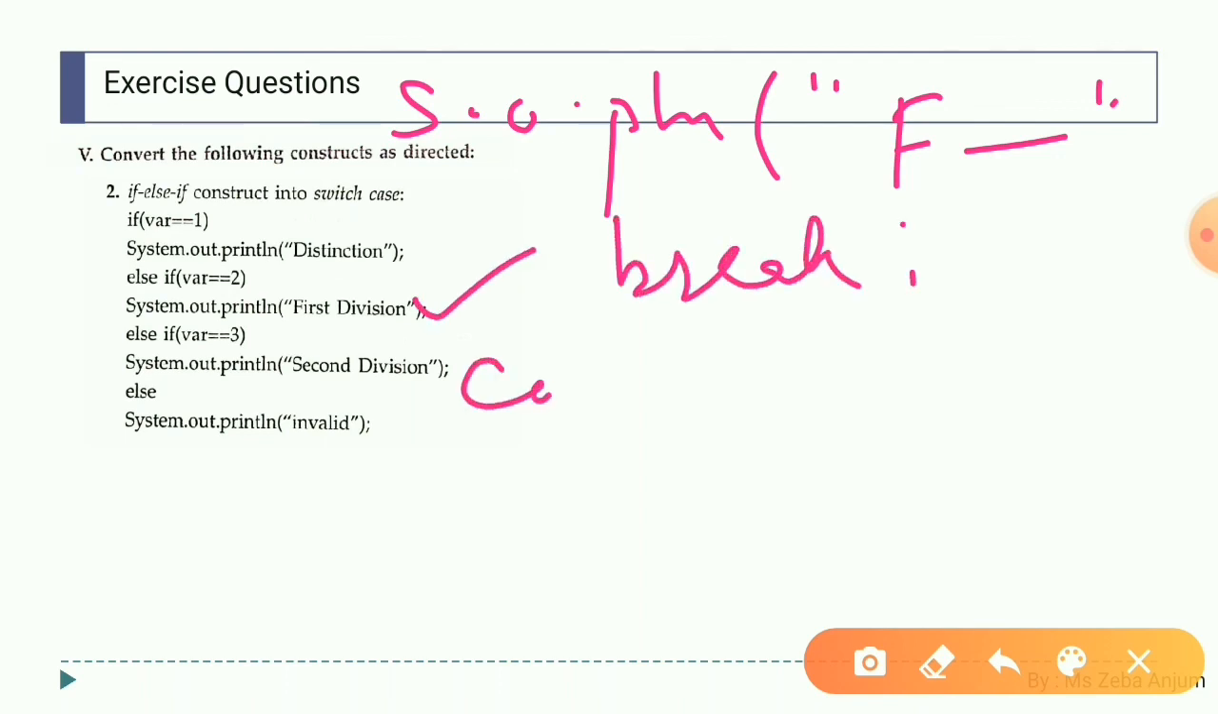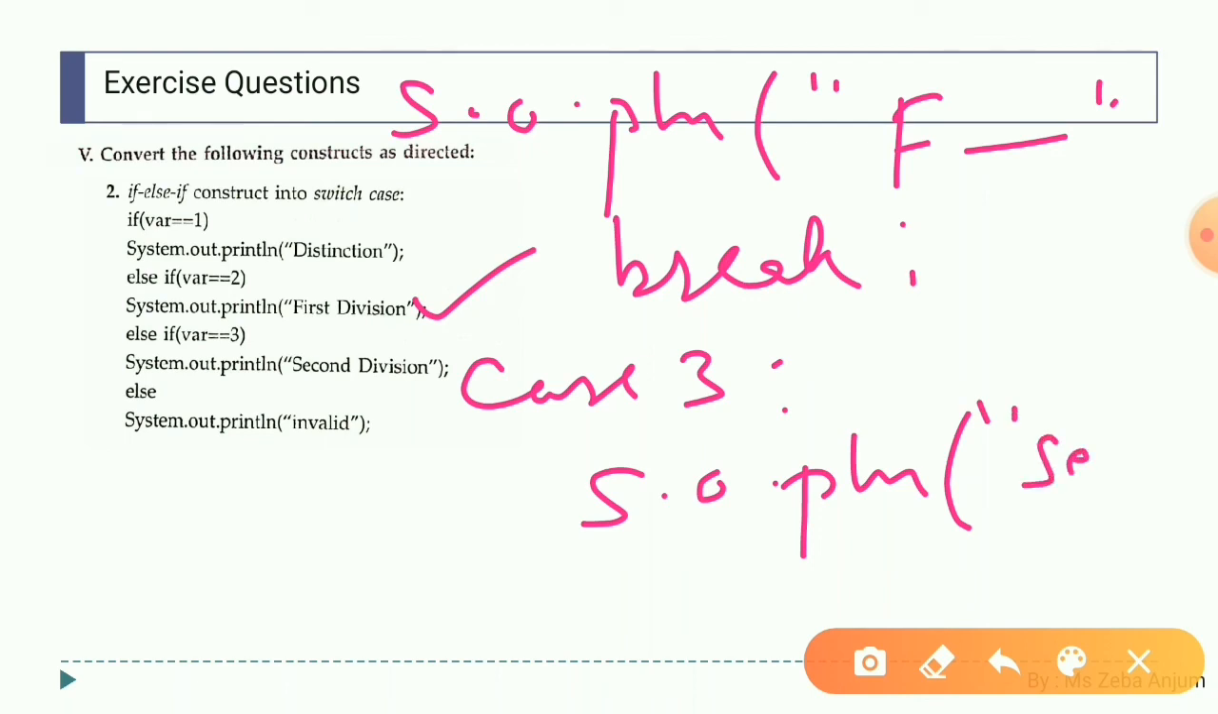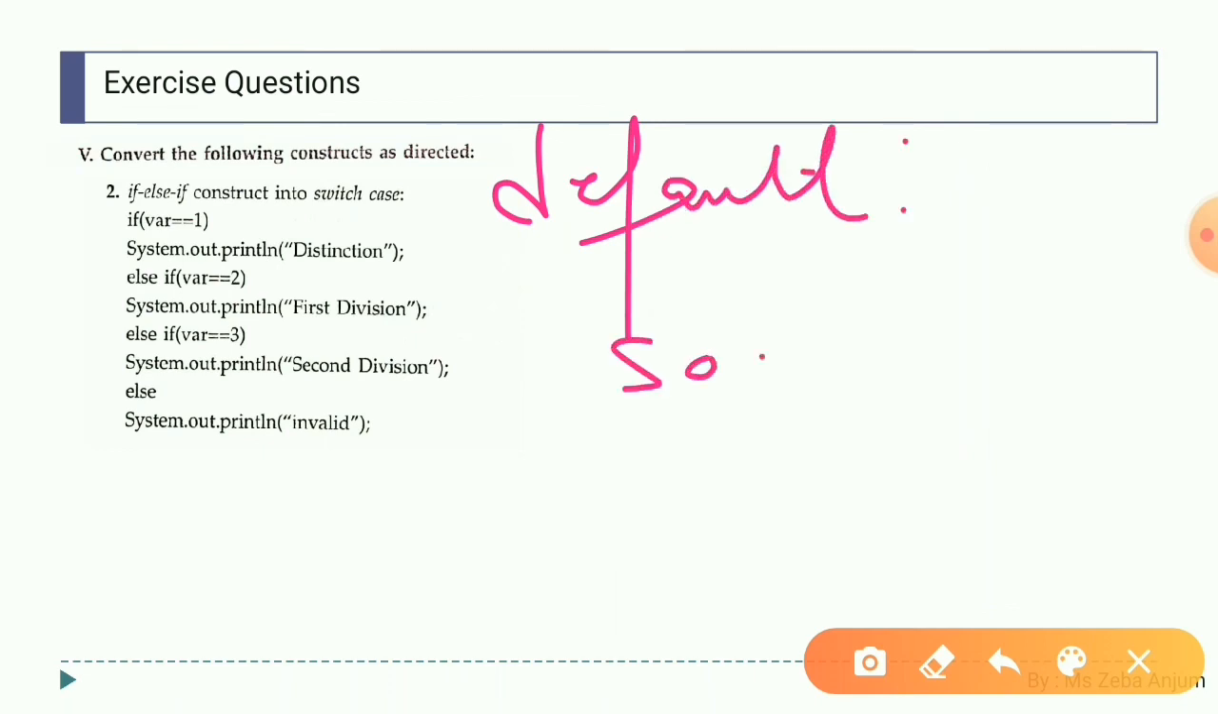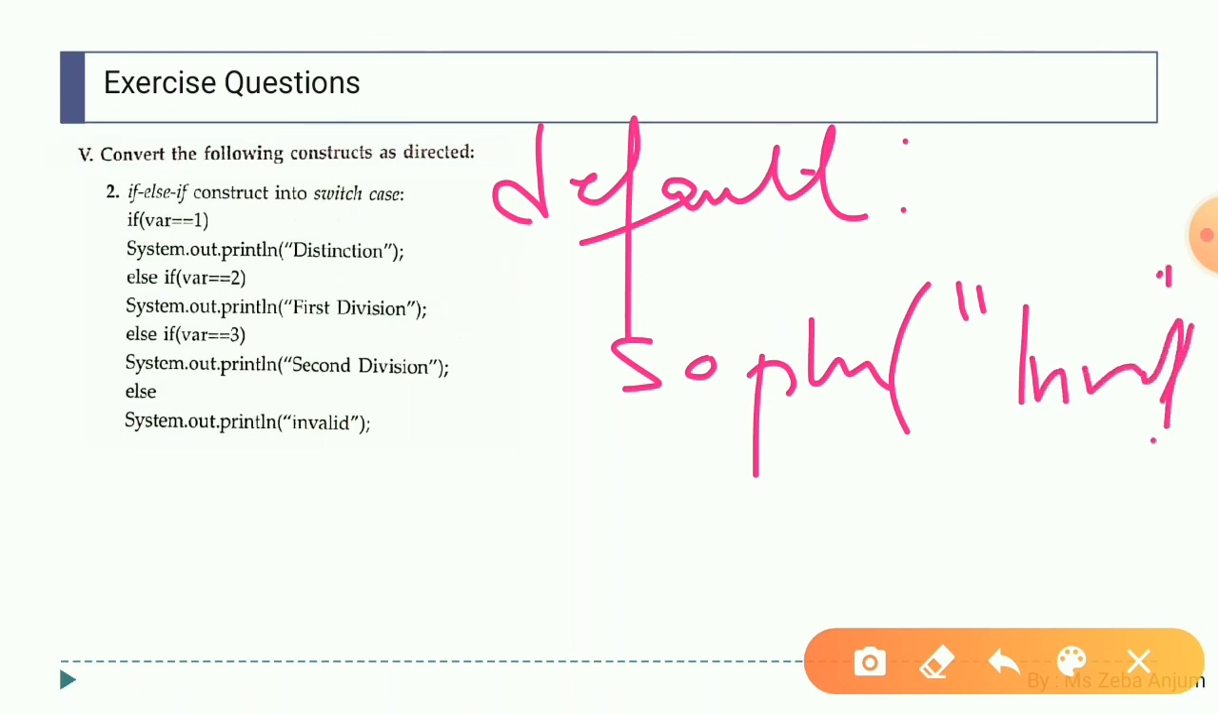Then for your case 3 we write the colon, then System.out.println and over here second division like this. Again break. We are done with our third part. All the three cases we have made. Now continue your answer with the default case. Default and then System.out.println and in brackets write invalid. Afterwards there is no need to write the break statement, but for all other cases you have to write the break statement.